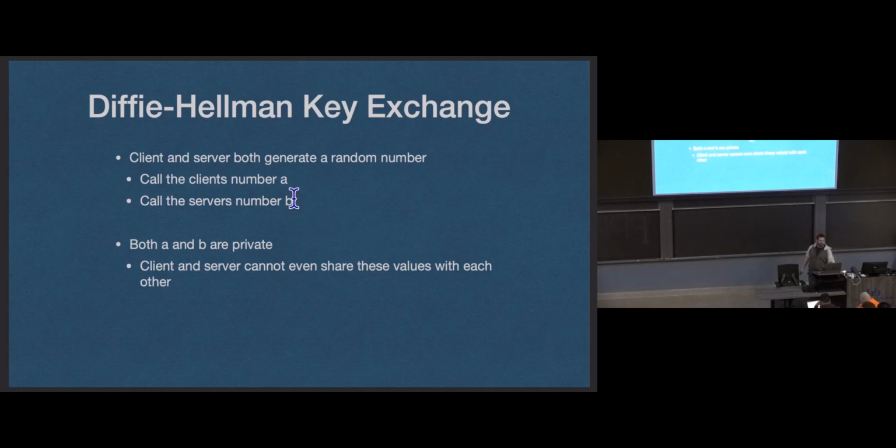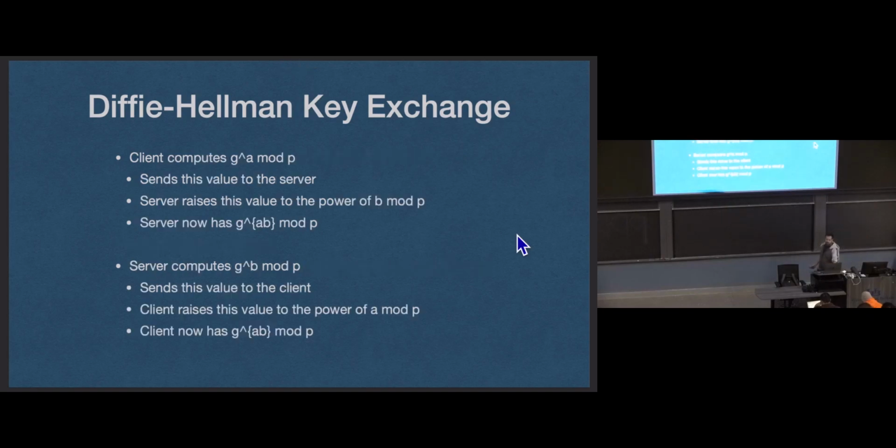Then client and server will both come up with a random number. All on their own, client's going to come up with some random number A. Server comes up with some random number B. And these are private forever. To the point that the client's value A won't even be known to the server, and the server's private number B will not even be known to the client. Nobody gets to know these values. They don't even share these values with each other. They're private forever. Nobody gets to know these values except the person who generated them, or the code that generated them, more accurately.